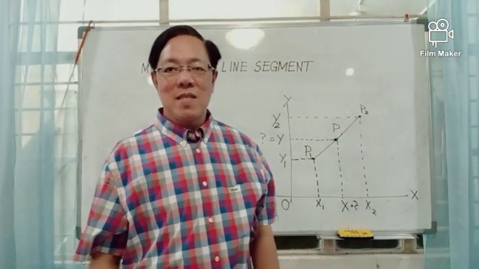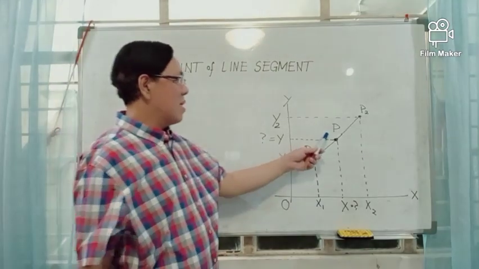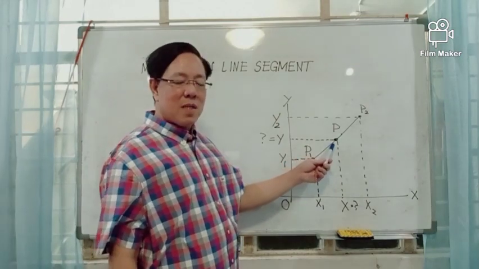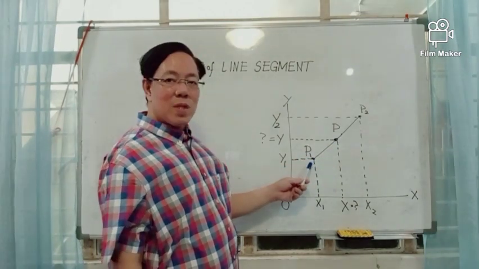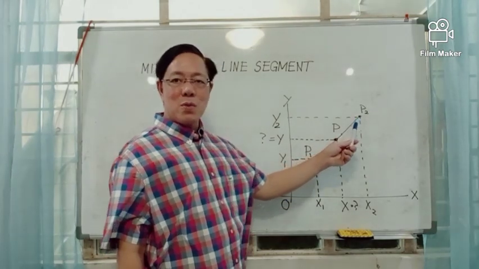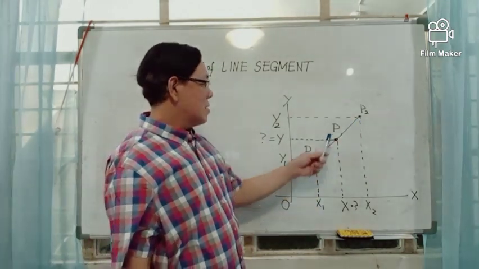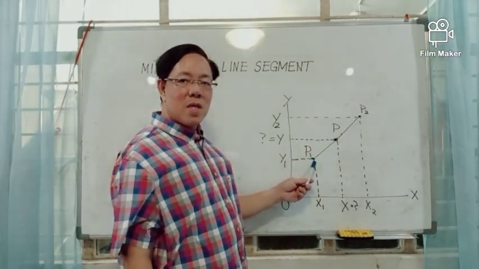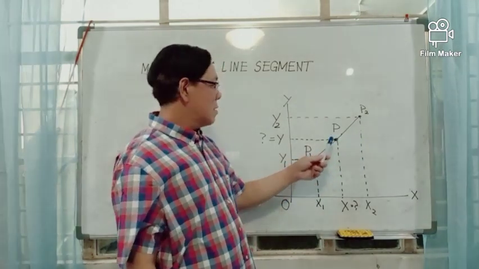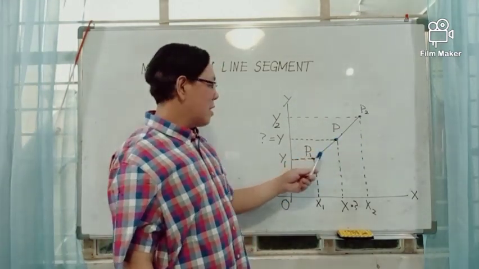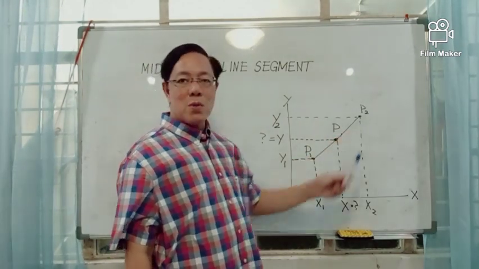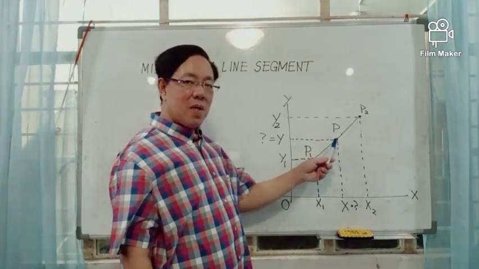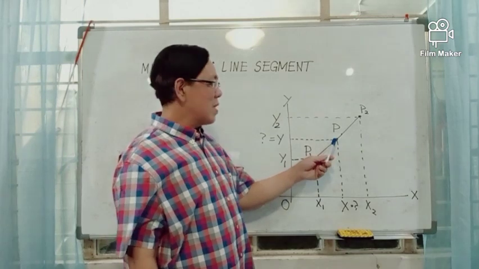We now find the abscissa of the midpoint P. That is, we find the value of x. The midpoint P divides the distance between the endpoints of this line segment into two equal distances. The midpoint divides the distance between P1 and P2 into two equal distances. That is, the distance between P1 and P is equal to the distance between P and P2.